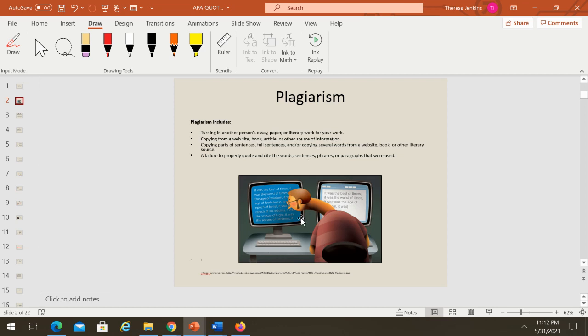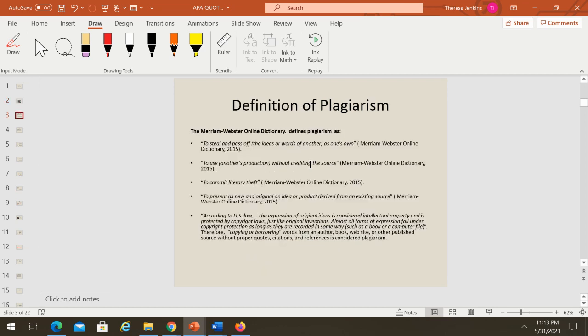And this cartoon depicts a young man who is typing the exact words from the internet into his paper. He is copying the famous Charles Dickens novel, A Tale of Two Cities. Plagiarism includes copying a website, book, article, or other source of information. It also includes copying parts of sentences, full sentences, or several words. And it is a failure to properly quote and cite these sentences, phrases, or paragraphs that are being used.